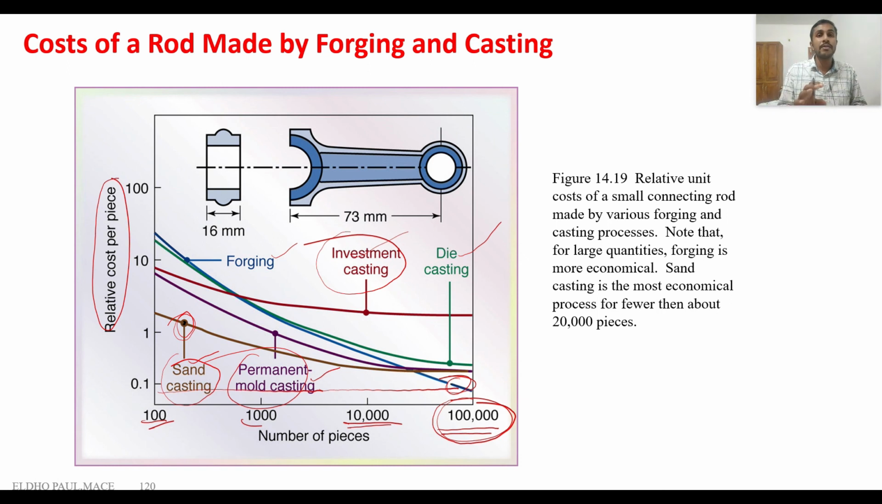So we choose any metal forming process, forging, rolling, extrusion, drawing, etc., when the number of components is very huge. Because for any metal forming process, the machine cost is very huge. So for the trade-off between the machine cost and the cost per piece, we need a huge amount of product to be manufactured, then only it will be feasible. Okay, so that is about the economy.